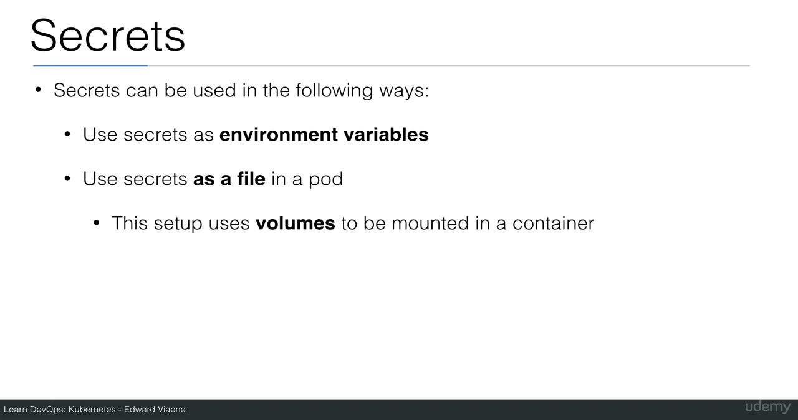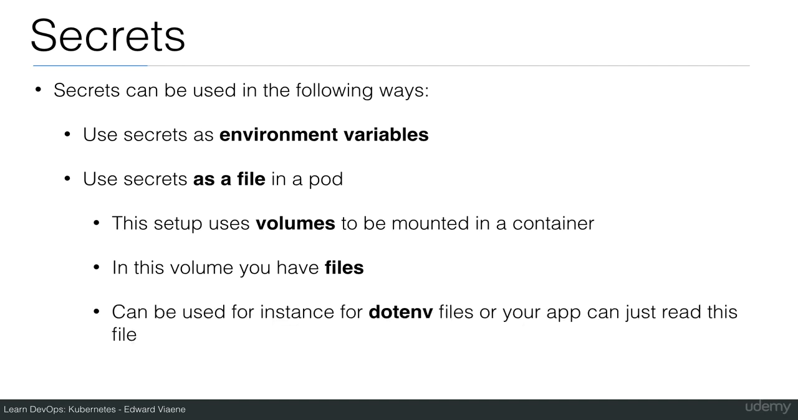You can also use secrets as a file in a pod. This setup uses volumes to be mounted in a container. In this volume, you have files. So in your container, you're going to have a volume. It means it's just a directory that your app can access that contains those secrets. It can be used, for instance, for .env files, if you are familiar with those, or your app can just read this file or these files.